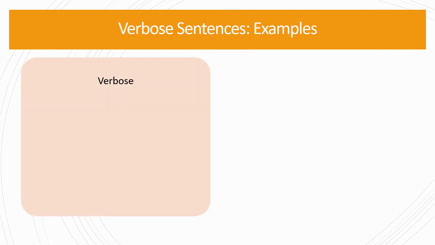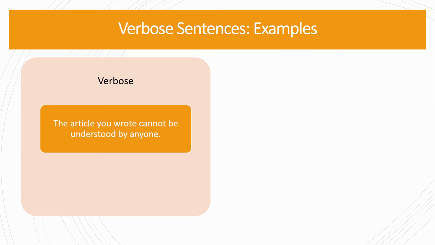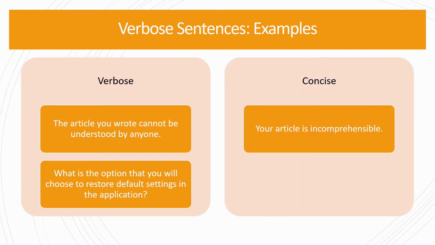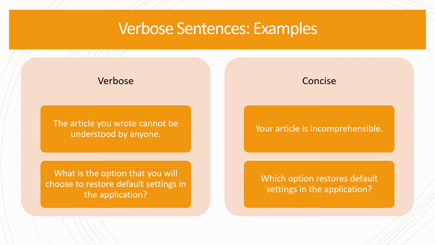Here are some examples of verbose sentences and how to make them concise. The first sentence reads, the article you wrote cannot be understood by anyone. The second sentence reads, "What is the option that you will choose to restore default settings in the application?" We can rephrase the first sentence as, "Your article is incomprehensible." The second sentence can be made concise by rephrasing it as, "Which option restores default settings in the application?" Please note that these edits are highly subjective, and different writers or editors may choose to frame the sentences differently to reduce redundancy.